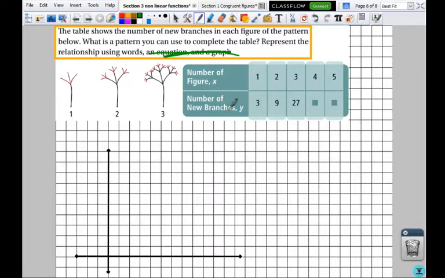What is it then? Alright, I'll give you guys about another minute, see if you can come up with a pattern. I'll give you a hint. The easiest way to look at this pattern is look at your Y's. You can actually come up with a pattern just by looking at your Y's.